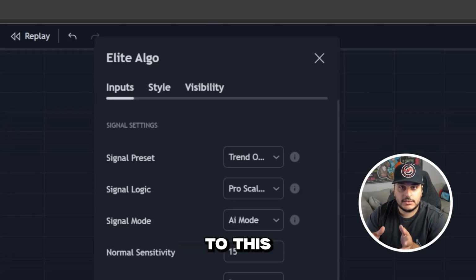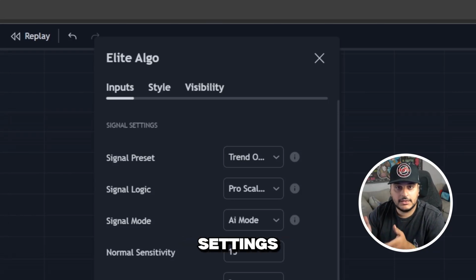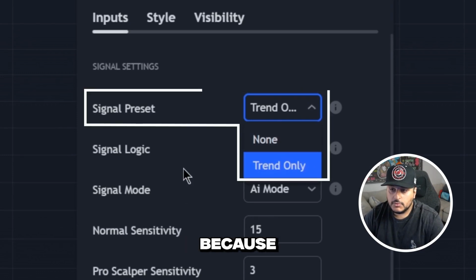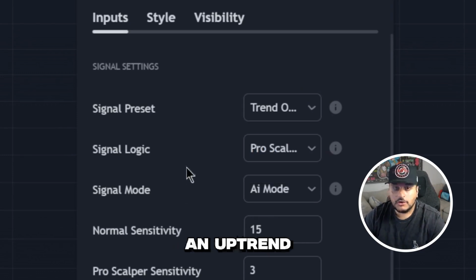But once you have access to this indicator, guys, what we're going to do is we're going to have these settings for this strategy. So over here, guys, we're going to go ahead and turn on the trend only preset because we only want to be trading with a trend if we're in an uptrend or downtrend.